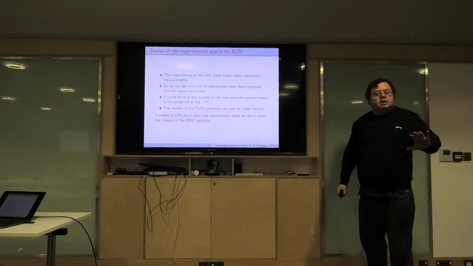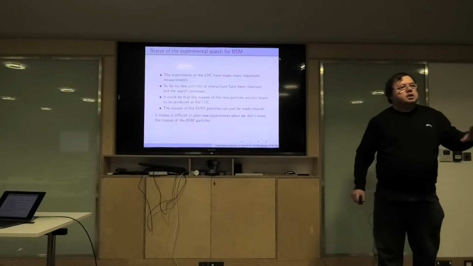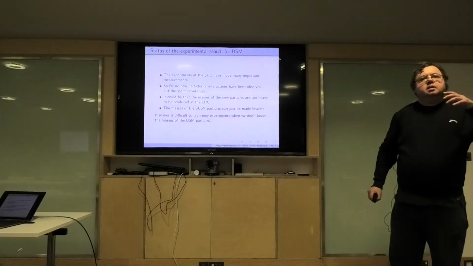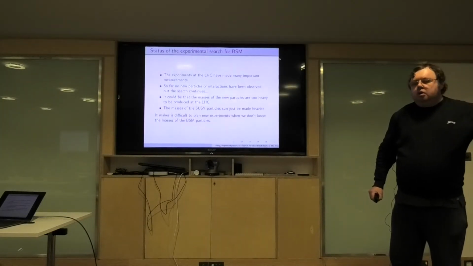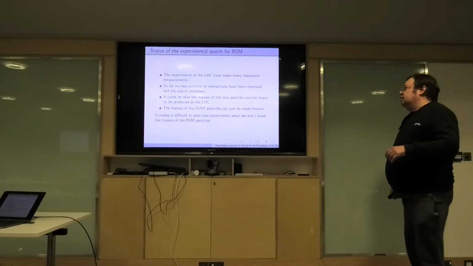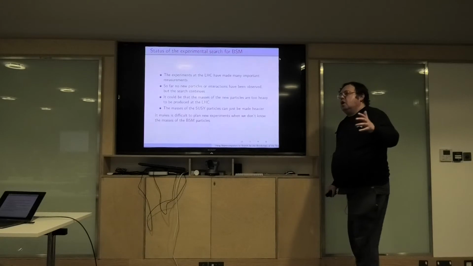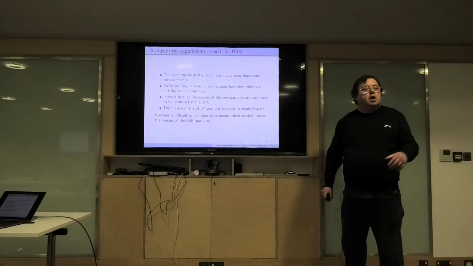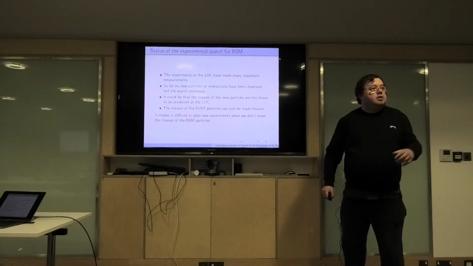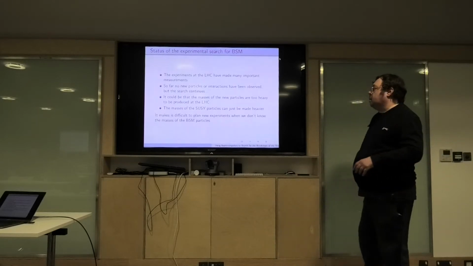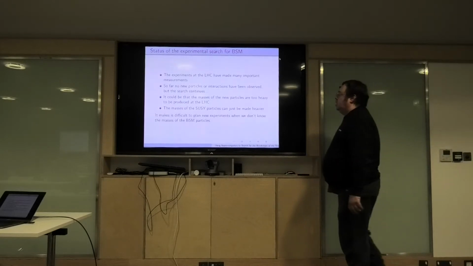So I just want to stress that the LHC has made a lot of important experiments. They write a huge number of papers. You know, lots of things are going fantastically. The downside is they found no new interactions or no new particles. So they still haven't found this particle with dark matter. And so what can go wrong?